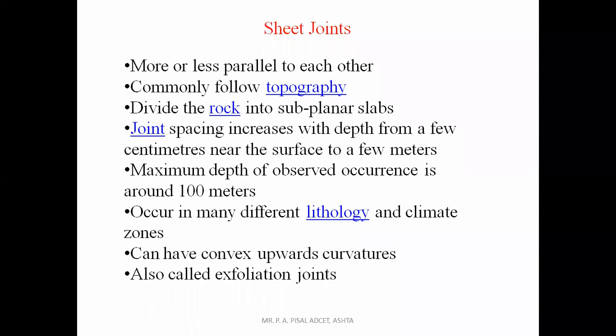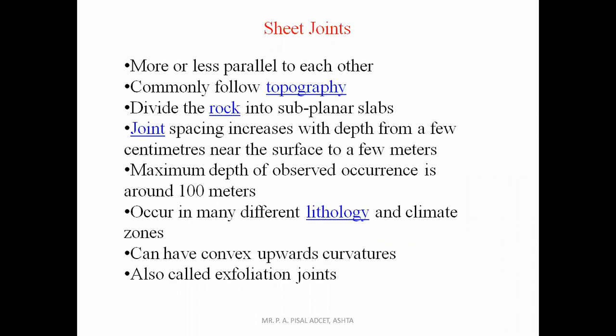Okay, occurs in many different lithologies and climatic zones. In different types of lithology, means in different types of rocks, such types of joints are formed either in igneous, sedimentary or metamorphic rock. In all types of lithologies, that is in all types of rock, such joints are mainly present, but in granitic rock such joints are common.